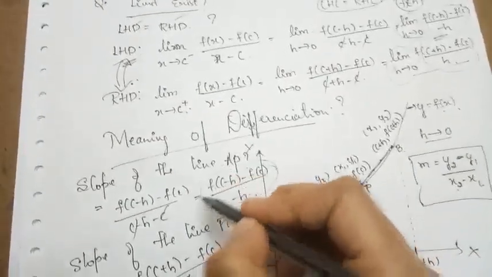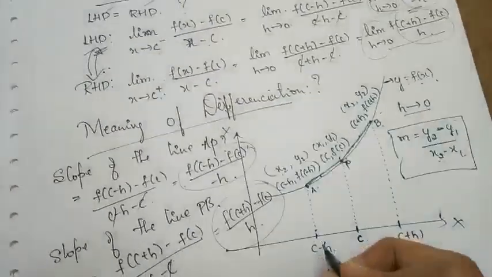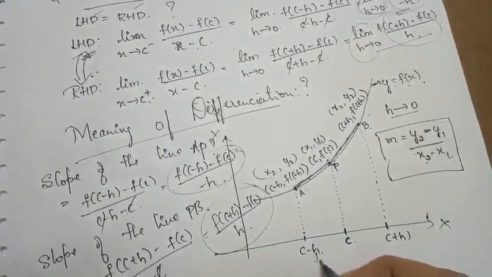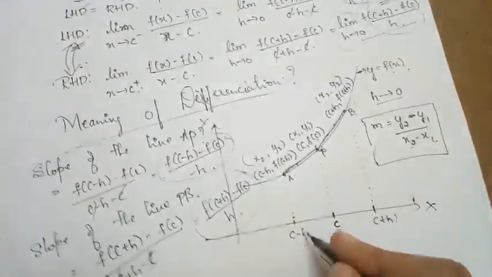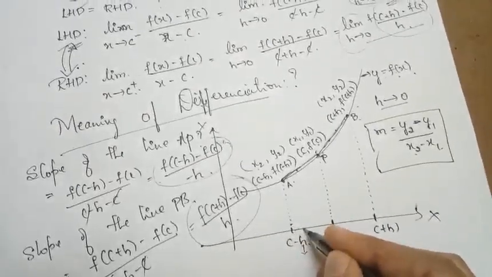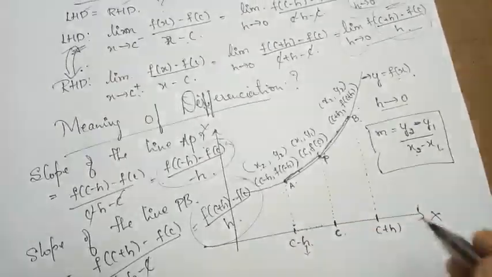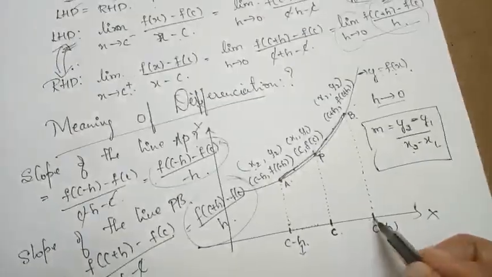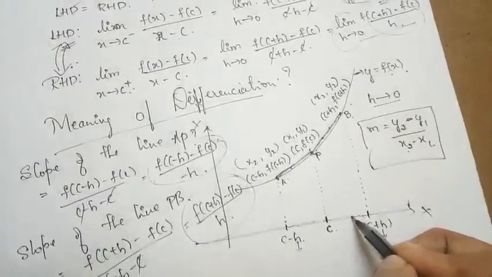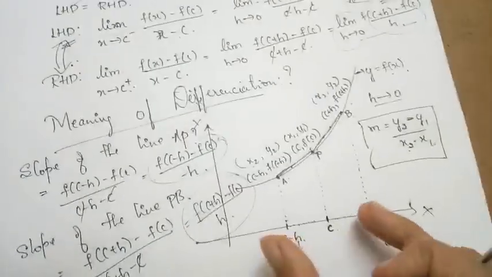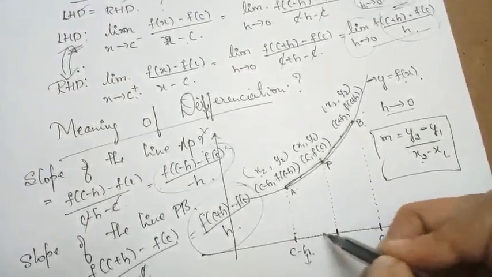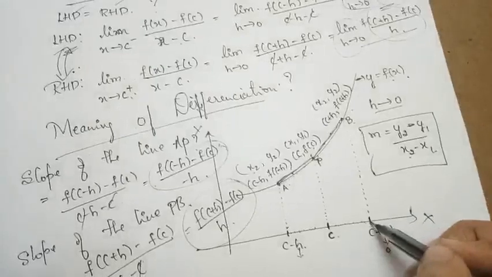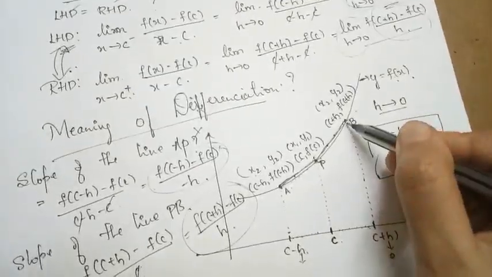H approaching towards 0 implies these two things. Here c minus h is there. H approaching 0 means this quantity becomes smaller and smaller. When this becomes smaller and smaller, this point starts to move towards c from the left side. Similarly, as h approaches 0, in c plus h, this point also starts to move towards c. So when this point is moving, the other point also starts to move towards P.